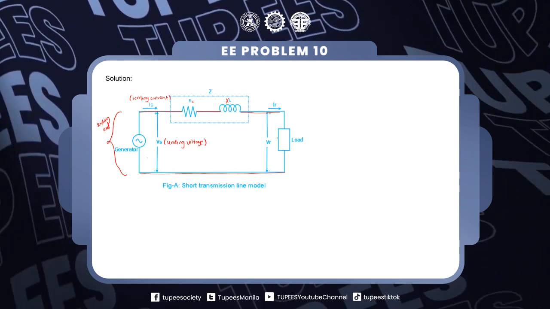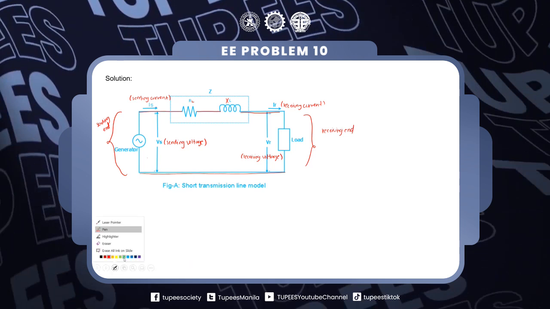Okay, sa load side naman, we have the VR, or that's the voltage across the load. That's the receiving voltage, the VR. Pwede ng VL, pero sa book kasi ginagamit VR. And then we have IR, the receiving current. So kaya ang tawag sa load side, that's the receiving end.